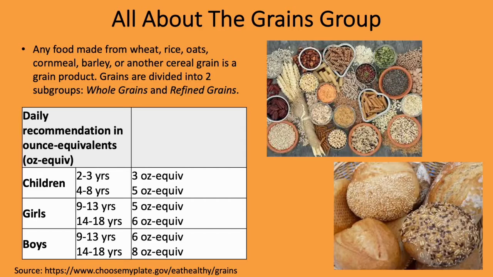For clarification, what counts as an ounce equivalent of grains? In general, 1 slice of bread, 1 cup of ready to eat cereal, or half a cup of cooked rice, cooked pasta, or cooked cereal can be considered as 1 ounce equivalent from the grains group.